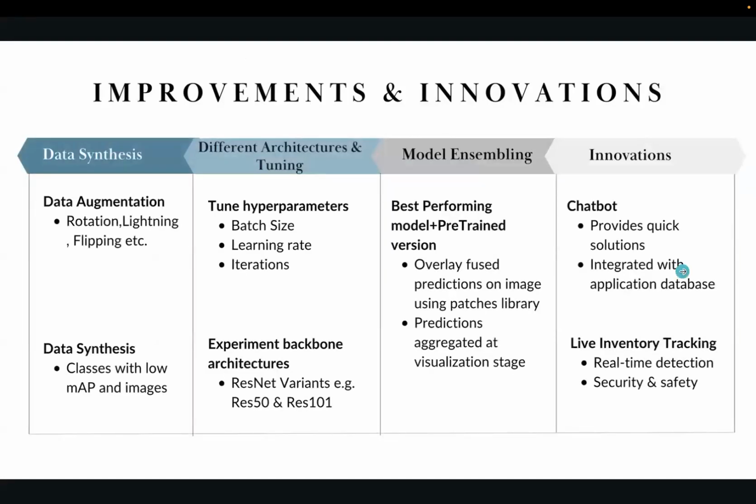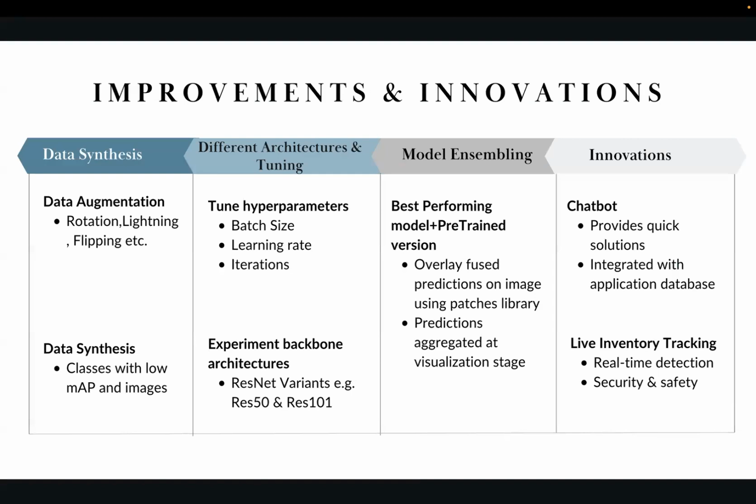So some of the improvements and innovations that we adopted for this project are, firstly, we did data synthesis through two options. One is through augmentation, where we applied things like rotation, lighting, flipping, etc. And for data synthesis, for classes with low mAP, we tried to scrape more images and add them for only those particular classes. And then we used hyperparameter tuning based on batch size, learning rate, and iterations. And then in terms of the backbone architectures, we tried to experiment with ResNet 50 and ResNet 101.